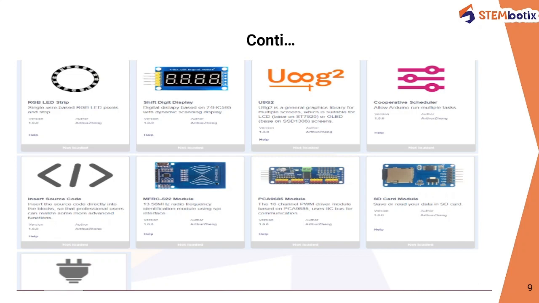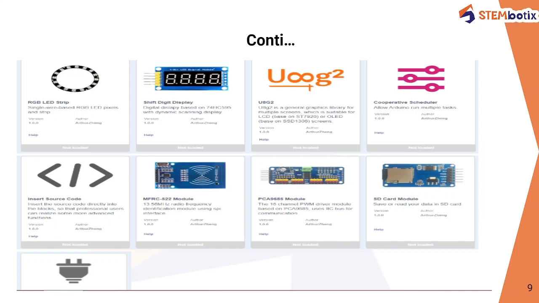Next one is a 16 channel PWM driver module based on a PCA9685, using the IIC bus for communication. As I mentioned previously, this module also runs on I2C communication. So we don't need to learn anything specific about I2C communication, or write manual codes for it. We just need to add this extension in our Blockzie software, and we can use this module by adding this extension in our programming mode.